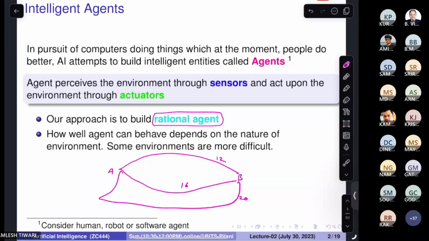Definitely, what is the rationality? Which path are you going to select? The shortest path, obviously. You are going to select this particular path. By rationality, you understand that this is the best path I am going to have.